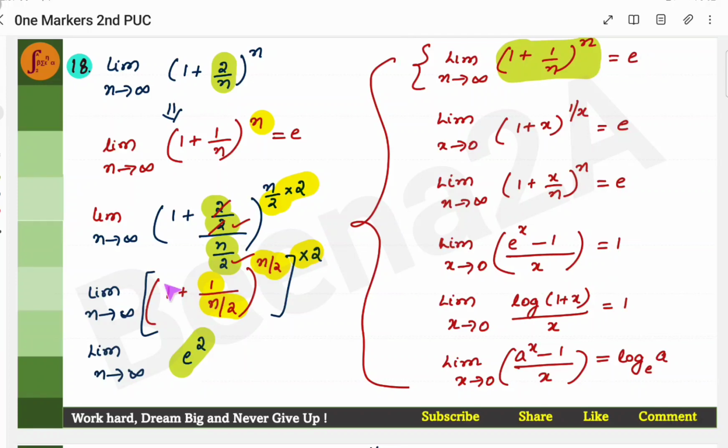What is it? E. So this entire thing will become E, right? This entire expression will become E. And I'll be left with this 2. So E square. That's all.